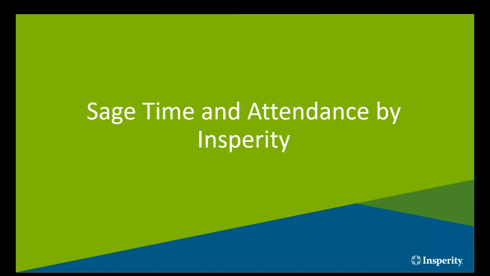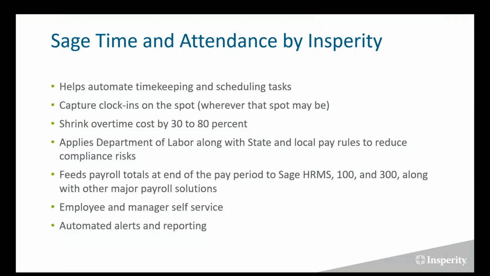So, all right, let's talk about time and attendance, and then we will get into the product. So what is time and attendance? Sage Time and Attendance by Insperity is a self-monitoring web-based system that allows users to sit back as it holds their employees accountable for everyday accuracy and dependability.